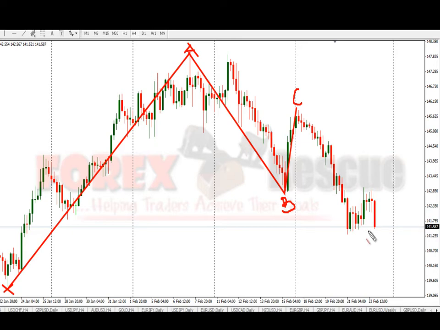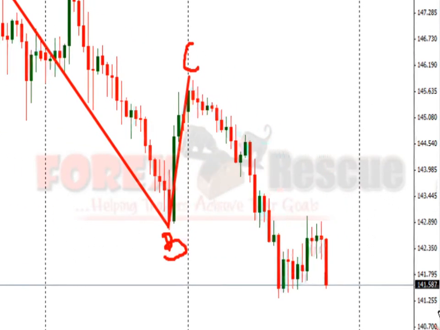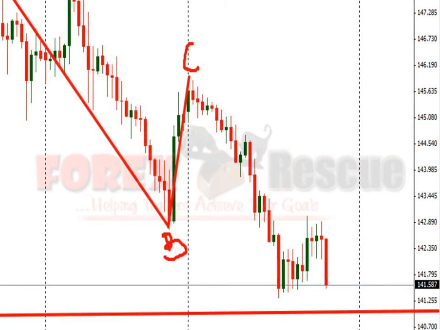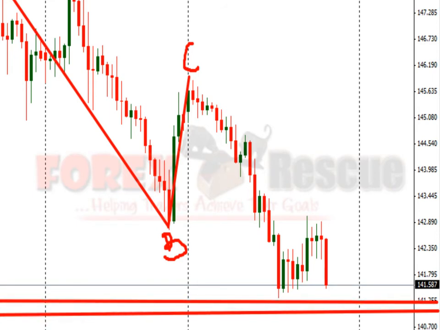Our potential reversal zone is within the region of 141.08 to 141.14. So this 141.08 is around here. Why 141.08? So this 141.08 is around here. Why 141.14 is around here? So this area is what we call point D.